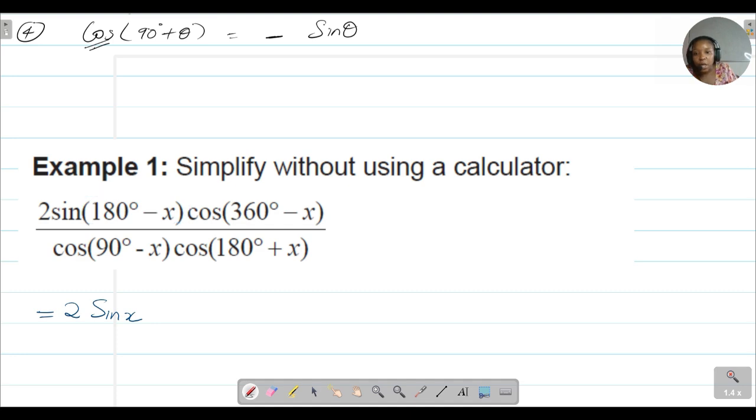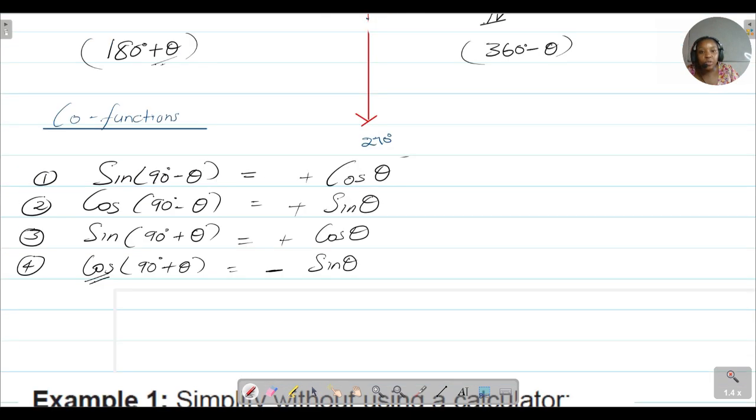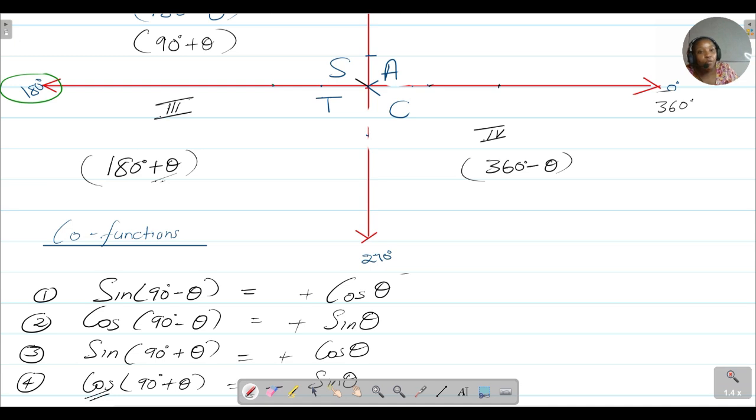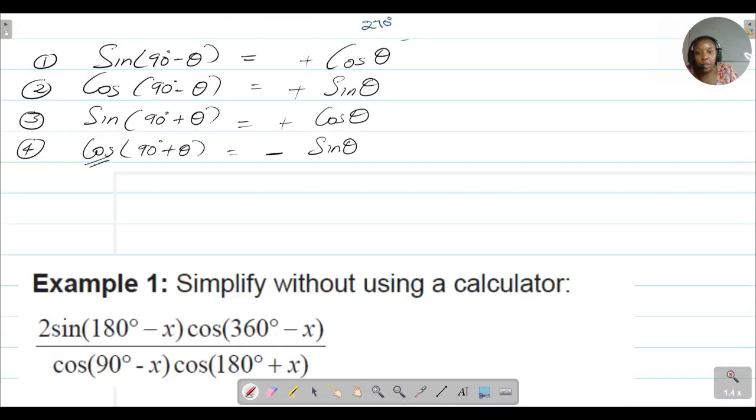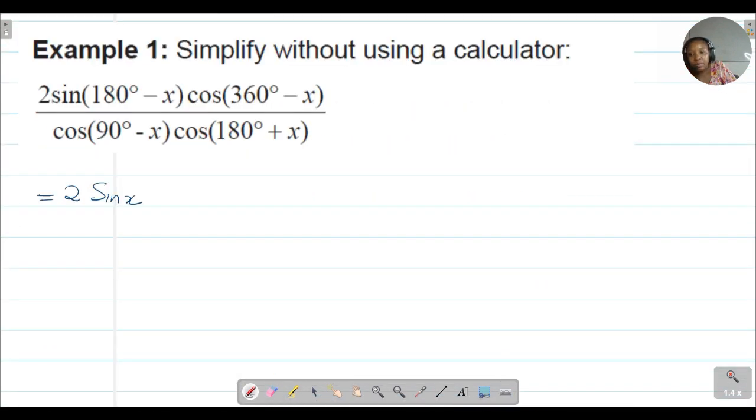Let's continue. You're given cos of 360 minus x. In which quadrant are we? We're in the fourth quadrant. And is cos positive or negative in the fourth quadrant? Cos is positive. So we can reduce this, I'm just going to open brackets like this, to cos of x.